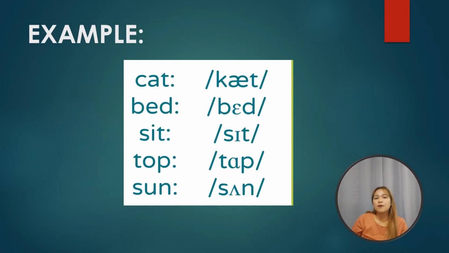With this kind of approach, the student must familiarize himself with the basic single letter phonemes like A, B, C, D up to Z, and then they're going to blend the sounds together to form a word. For example, k, a, t, cat; b-a-t, bat; b-e-d, bed; s-i-t, sit; t-o-p, top; s-u-n, sun.